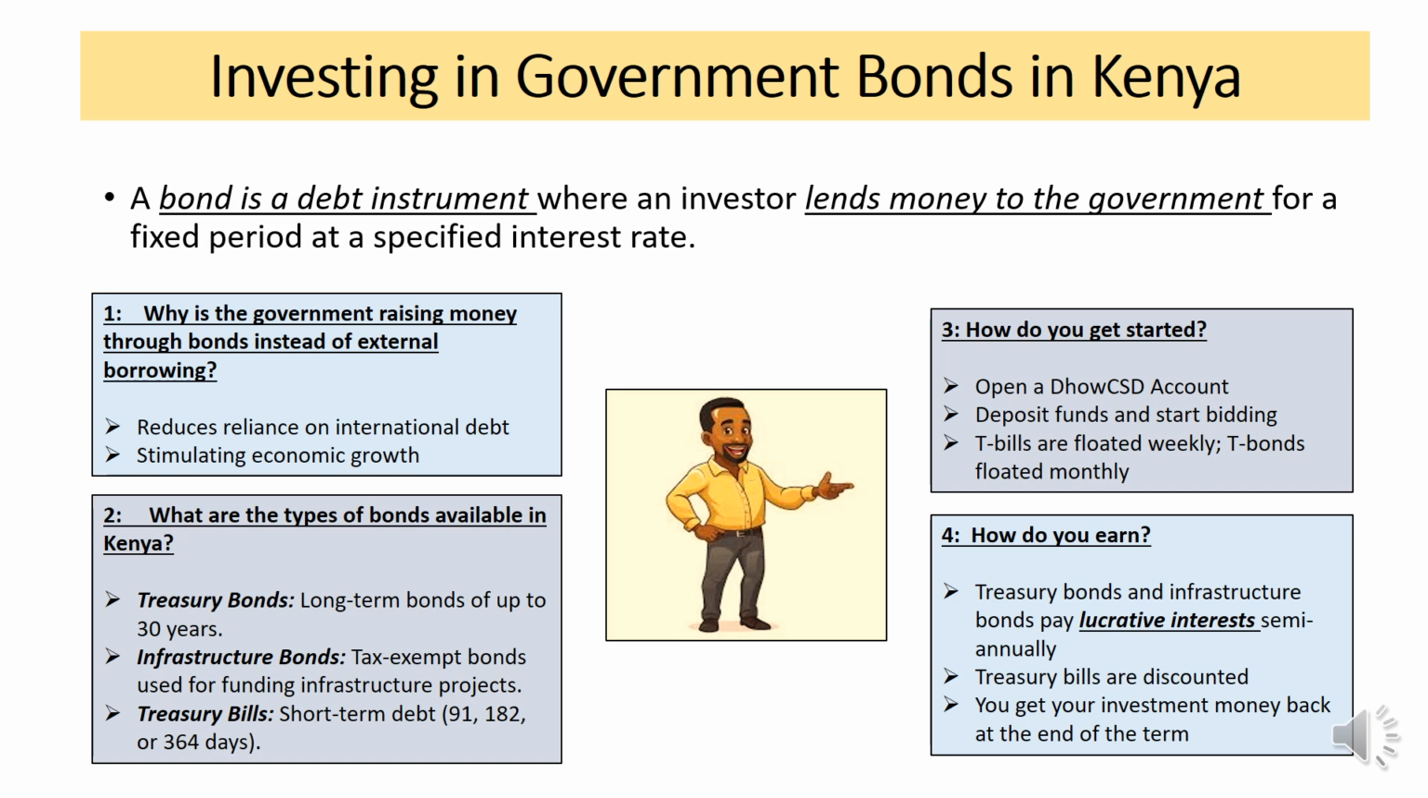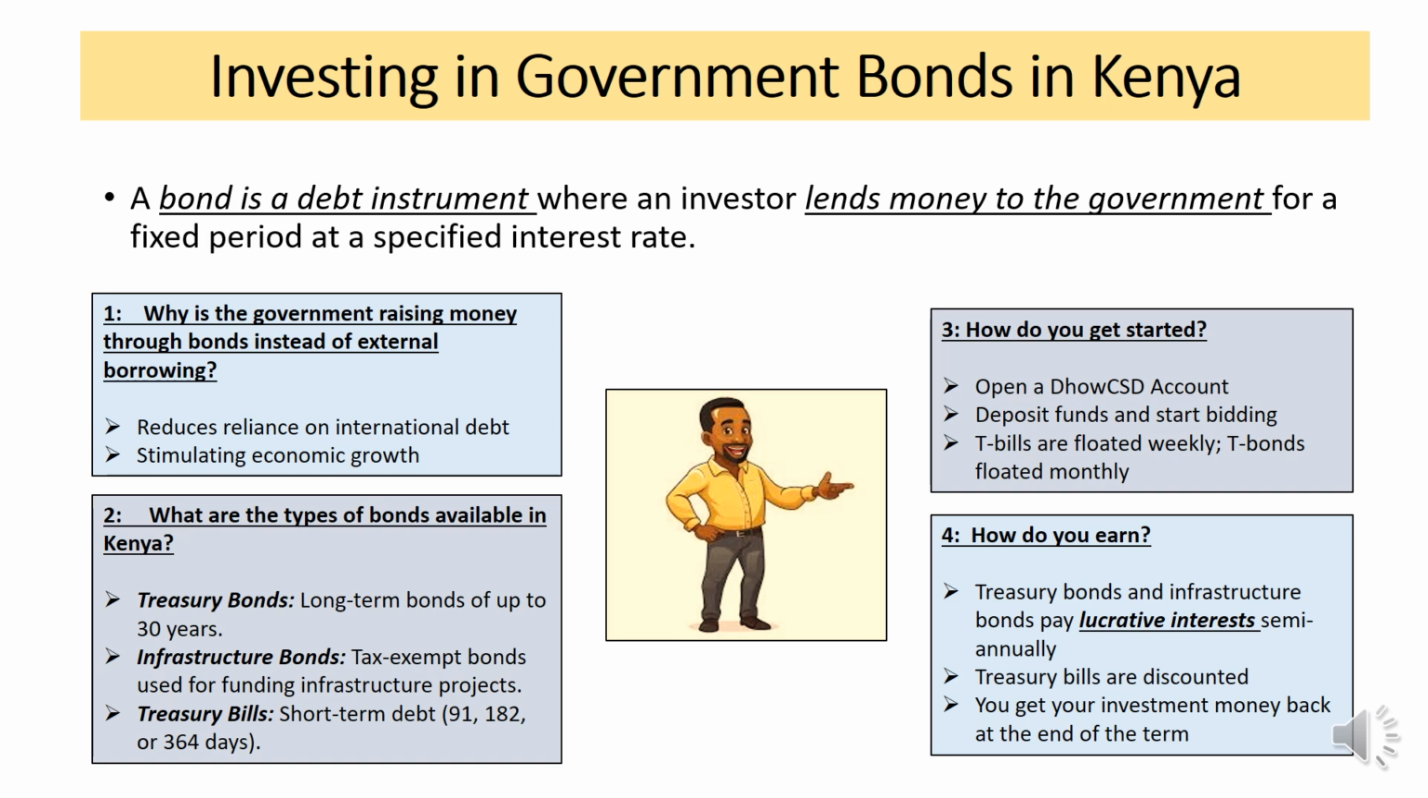Now, the fourth question we're answering today: how do you earn? Let's say you have opened a DhowCSD account, you have placed bids on T bonds or T bills, you have been considered, and you have deposited the funds. So now, how do you earn?